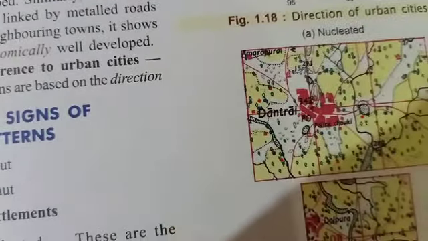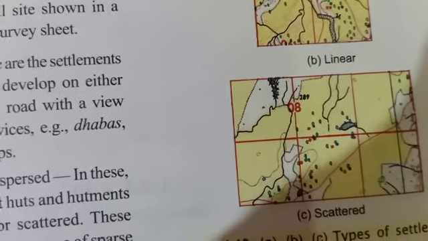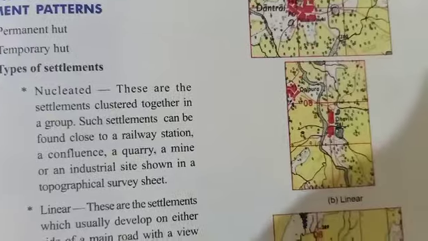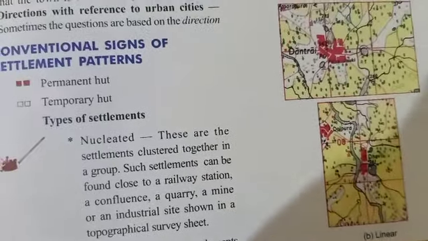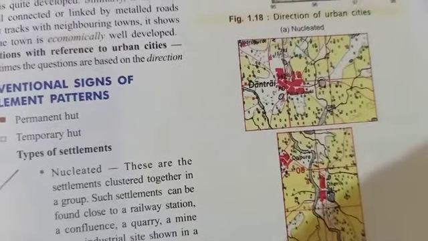See, nucleated settlement is represented there. Linear settlements are represented like this, whereas scattered settlements are represented over large areas. Scattered settlements are mainly developing in village areas, and linear settlements are also developing in village areas, whereas nucleated settlements are found not only in village areas, but also in urban centers.